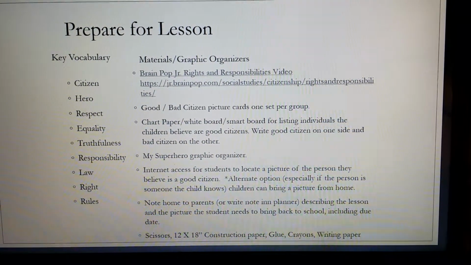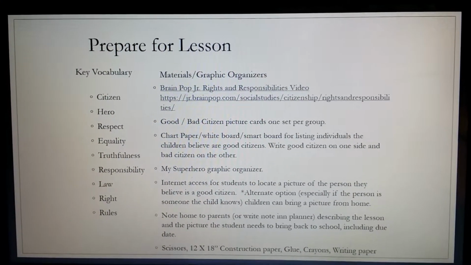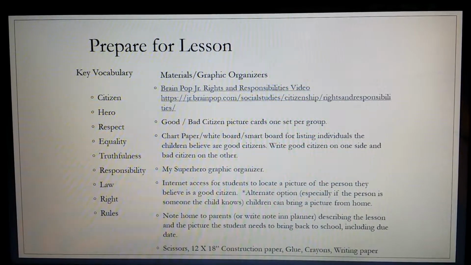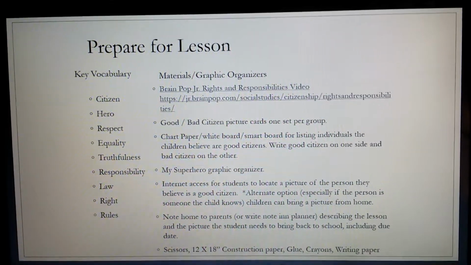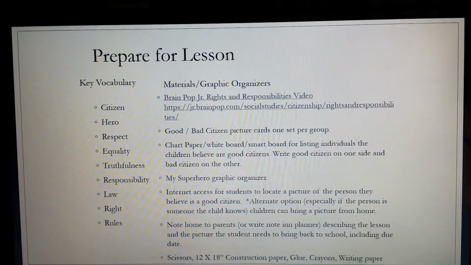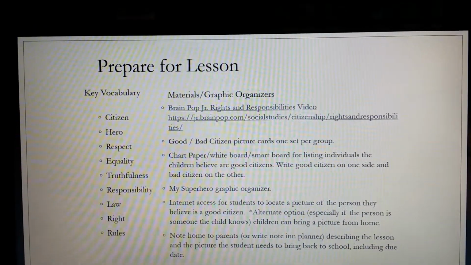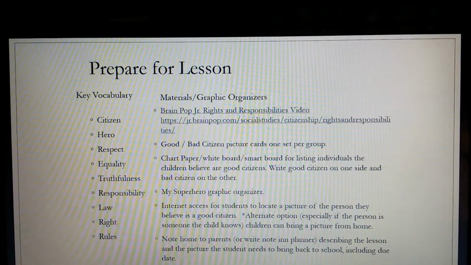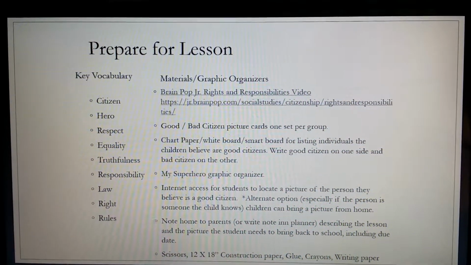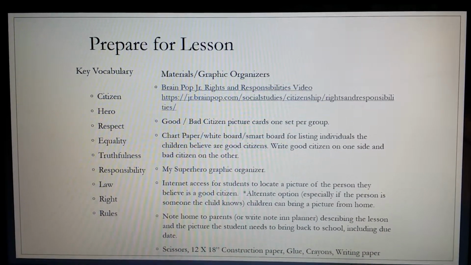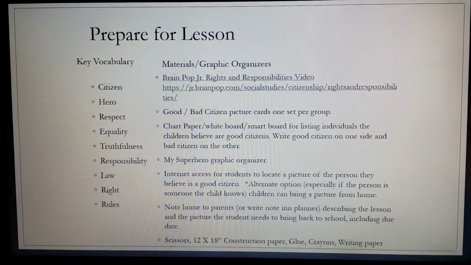Preparation for this lesson, the key vocabulary includes citizen, hero, respect, equality, truthfulness, responsibility, law, right, and rules. The materials and graphic organizers needed for this lesson include a Brain Pop Junior video, Rights and Responsibilities, good and bad citizenship picture cards, 1 set per table group, chart paper, whiteboard, or smartboard that will be used for listing good and bad citizens.